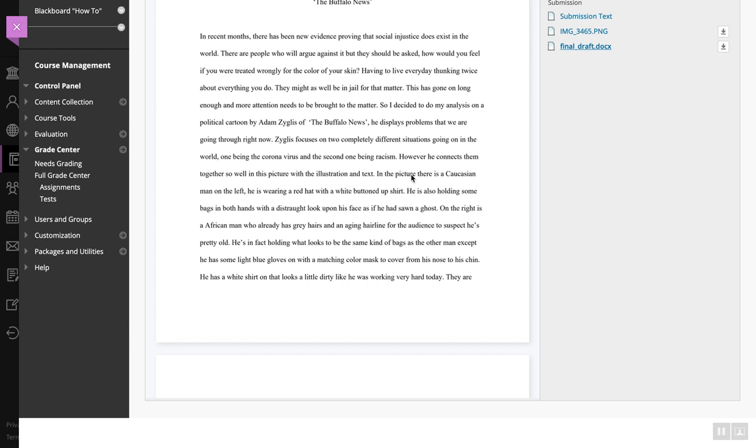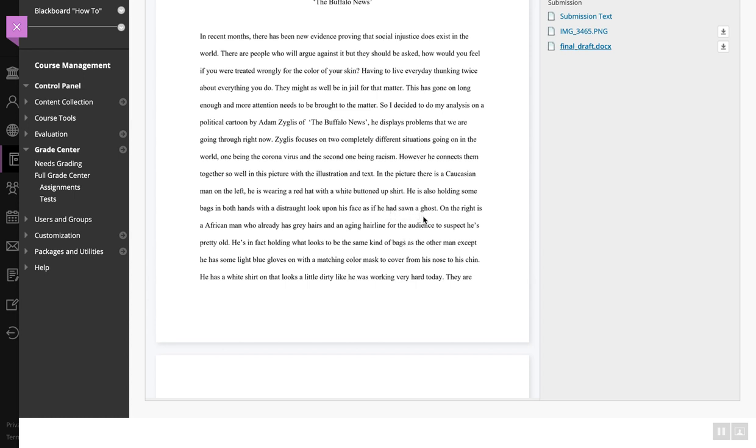I would also recommend making this a new paragraph here, separating your introduction and your thesis from where your description of the picture actually begins.